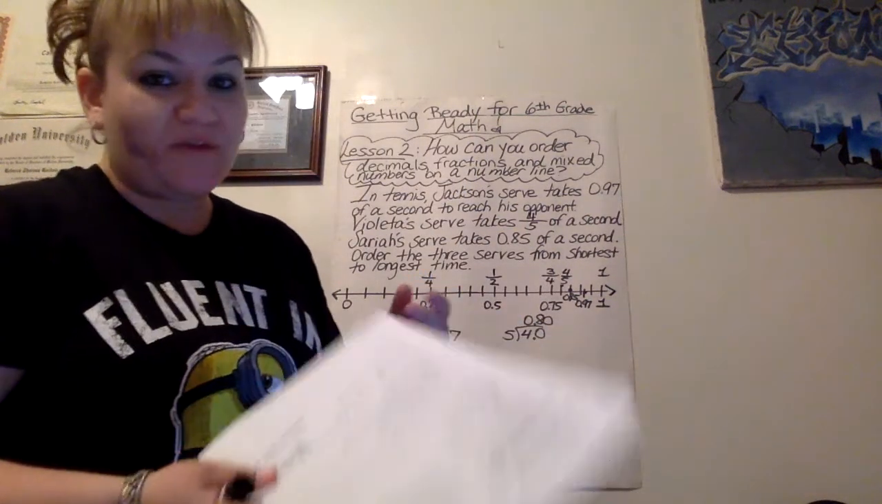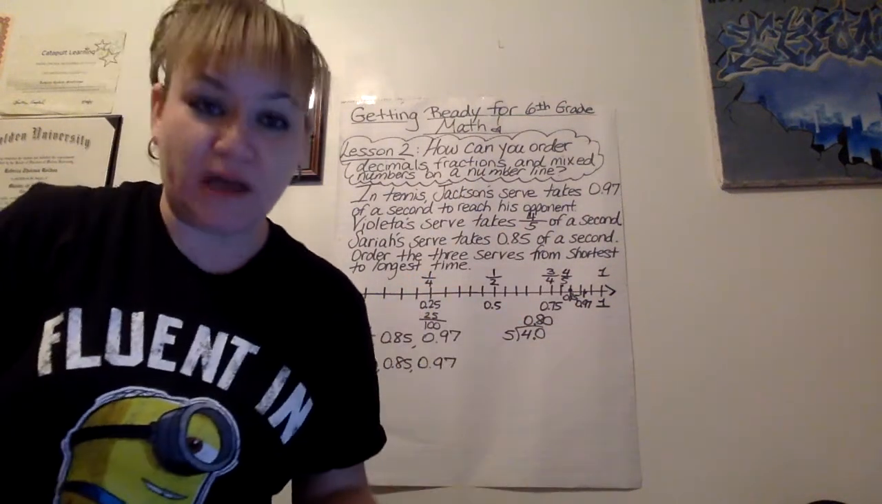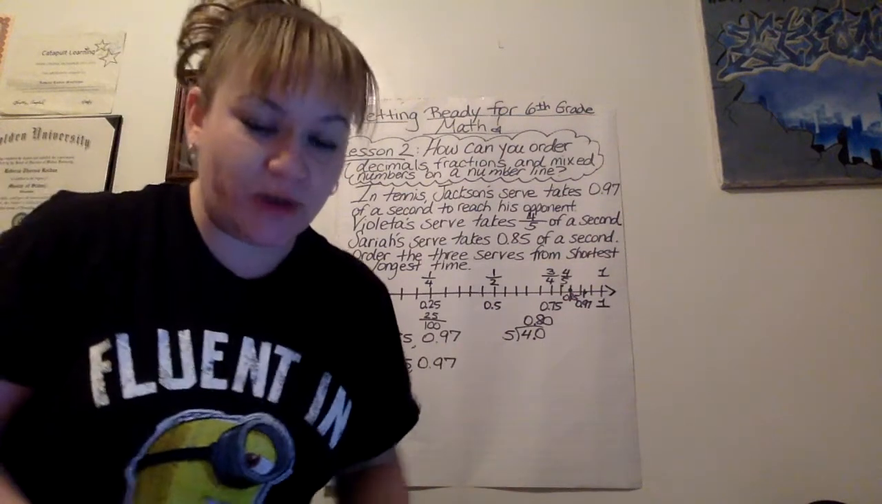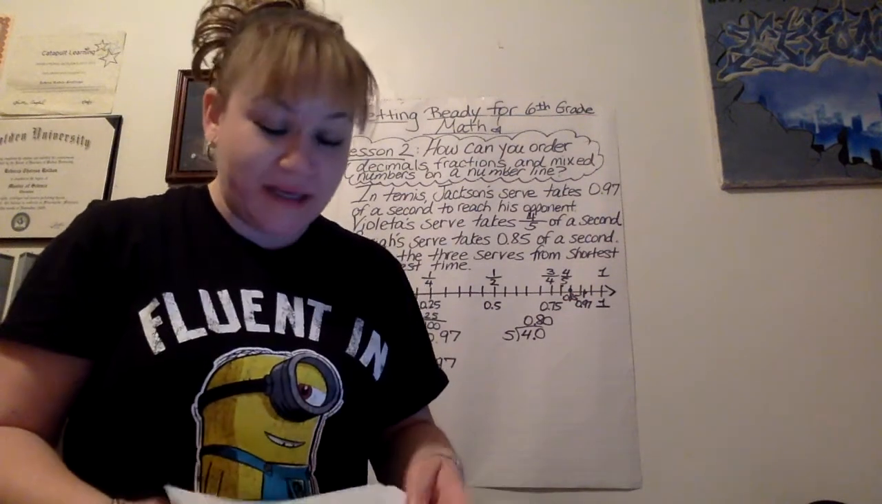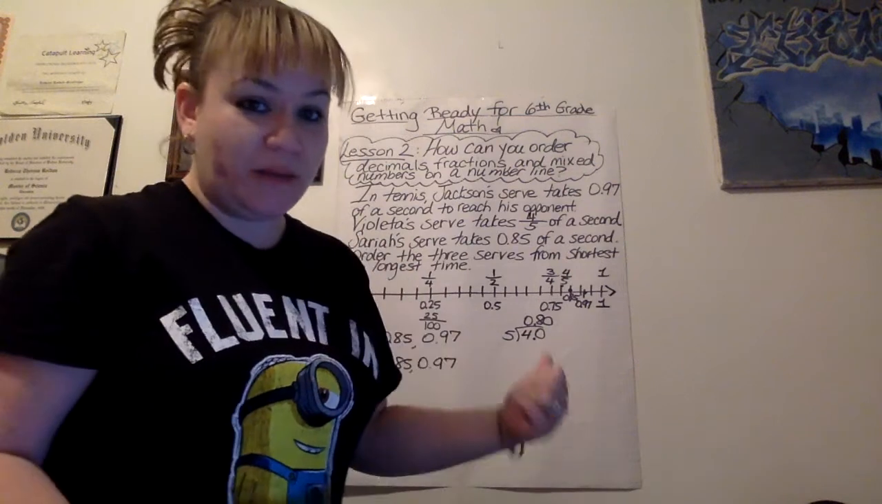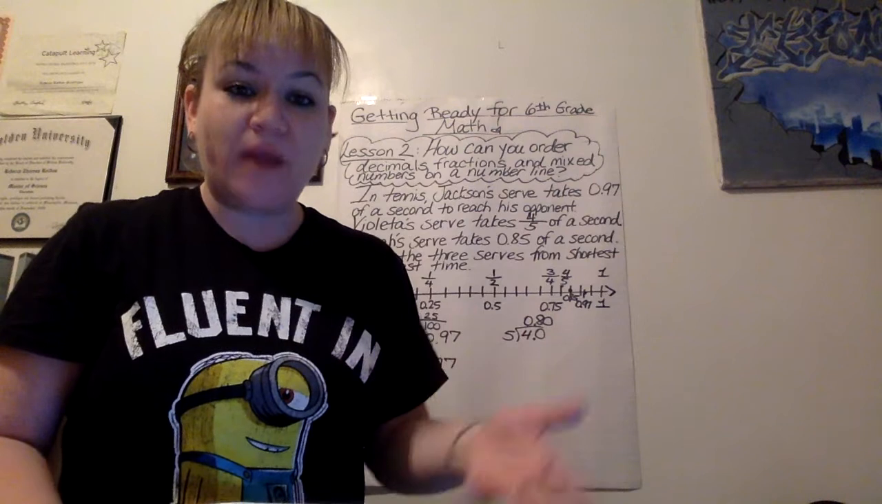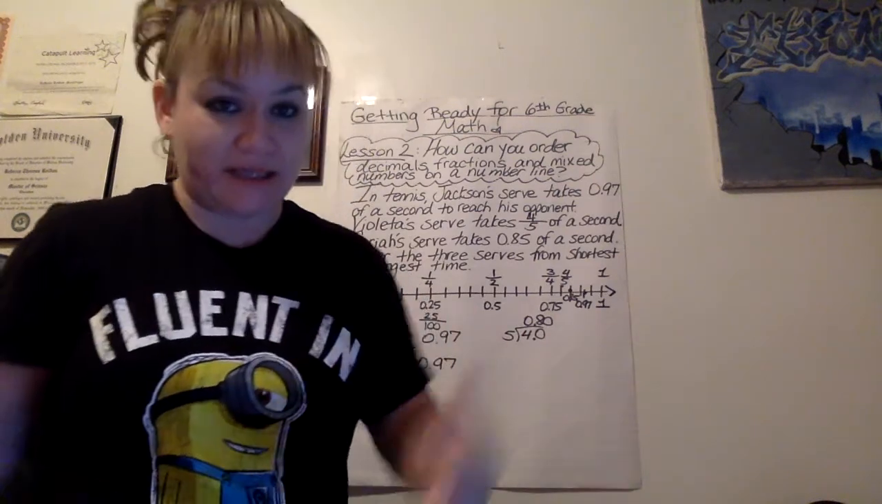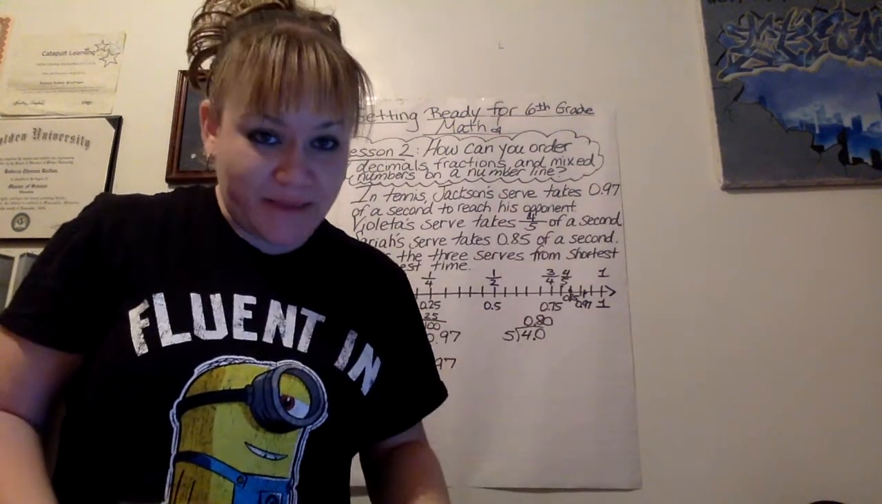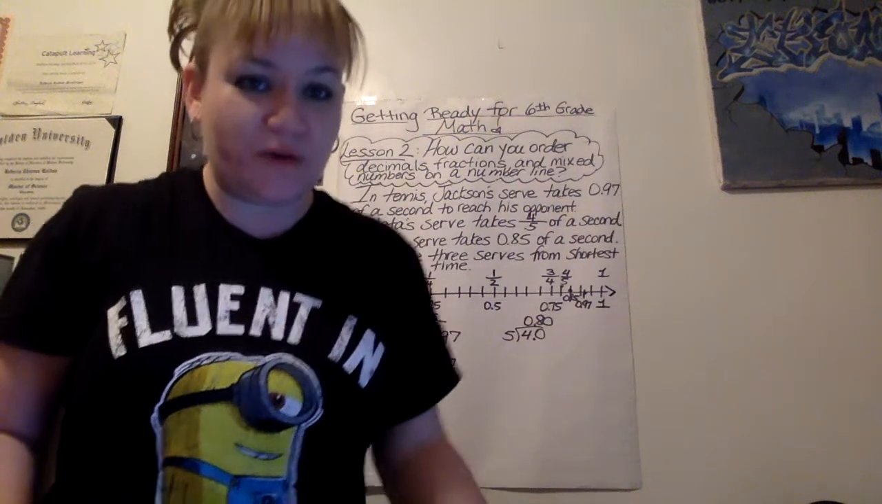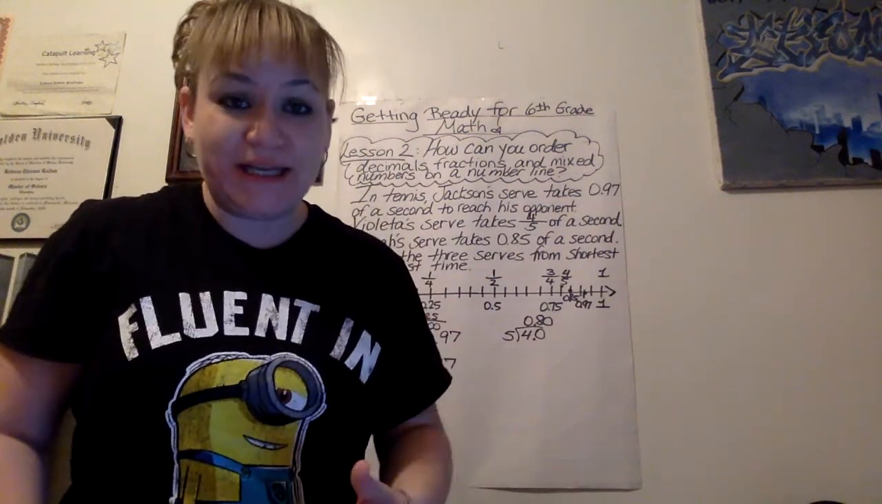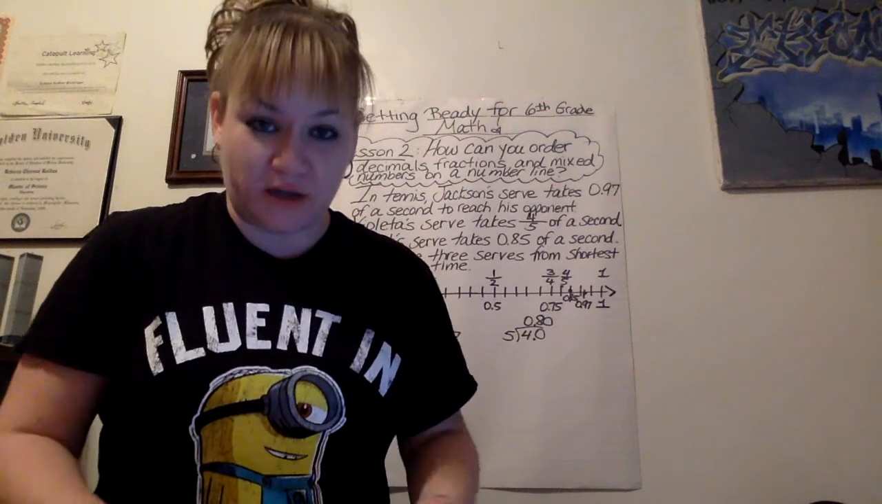Guys, welcome to 6th grade math lesson 2. How can you compare fractions, decimals, and mixed numbers on a number line? This is very similar to lesson 1 that I taught you on Monday, where we used a number line and benchmarks to help us compare numbers to see which is greater, which is less than. Today you're doing the same thing except a little tiny bit step further, which is ordering them from greatest to least or least to greatest, depending on directions.